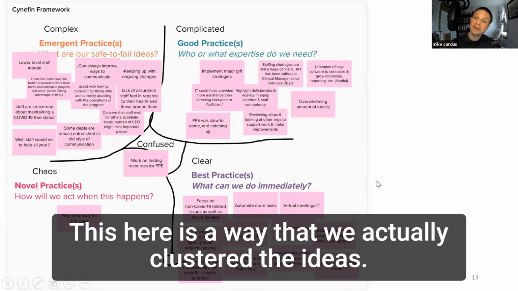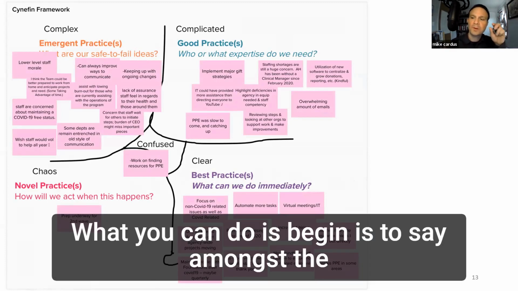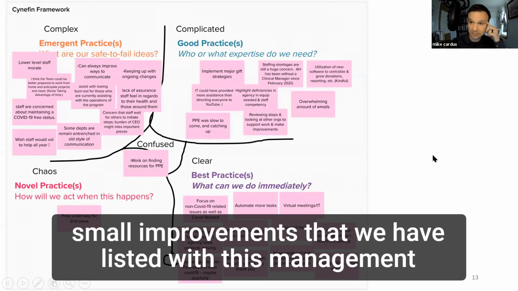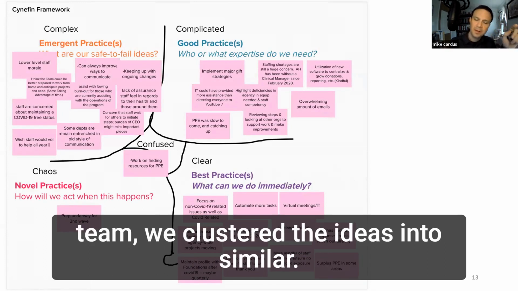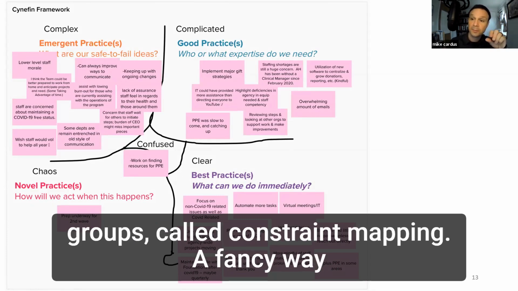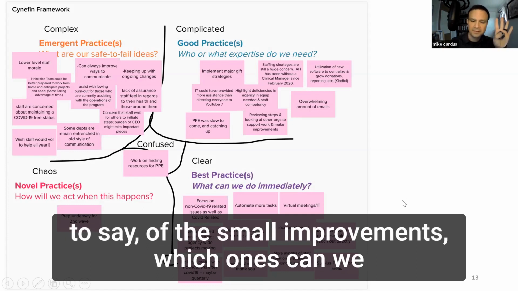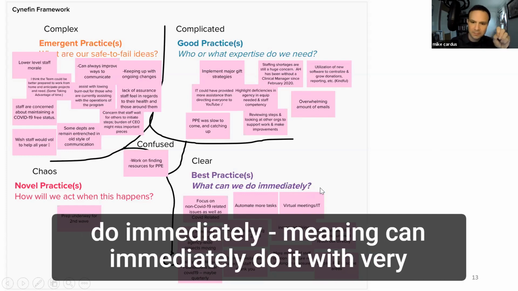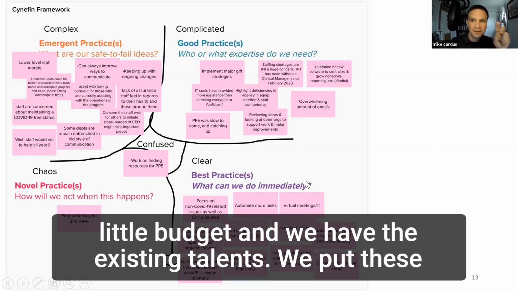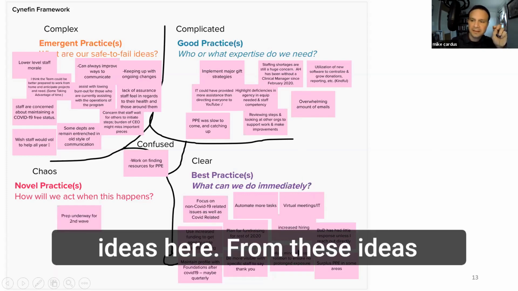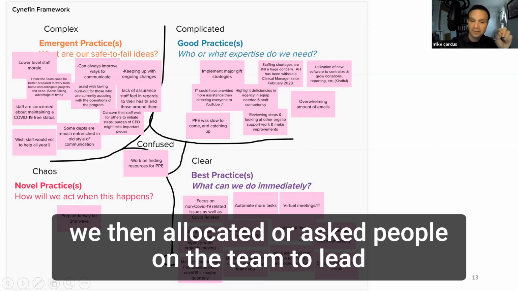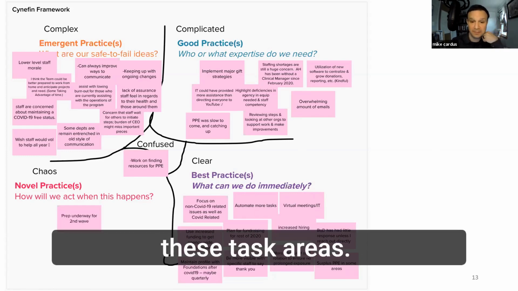This here is a way that we actually cluster the ideas. So what you can do is begin to say, amongst the small improvements that we have listed with this management team, we clustered the ideas into similar groups called constraint mapping. It's a fancy way to say, of the small improvements, which ones can we do immediately? Meaning we can do it with very little budget and we have the existing talents. We put these ideas here. From these ideas, we then asked people in the team to lead these project teams.